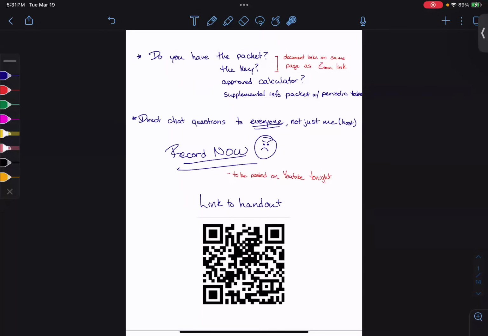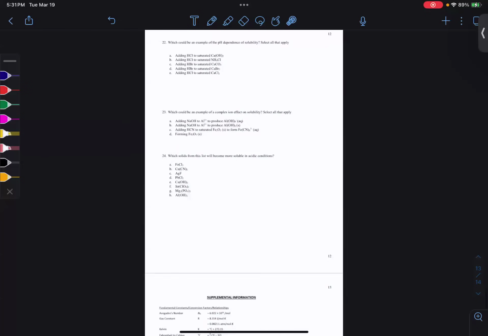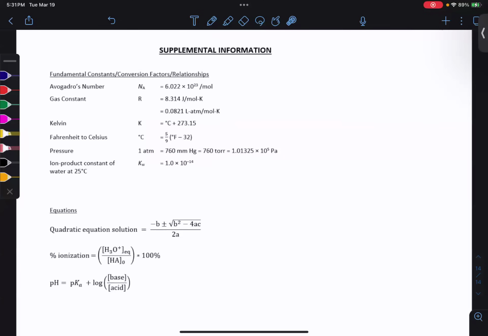Okay, so let's all go to the end of the packet and look at the supplemental information to make sure we're utilizing our resources effectively and that we don't spend a lot of time looking for equations that we want to use or looking for equations that you aren't given. 50 minutes isn't that much time. I don't want you to spend a lot of time looking for information. We should know where that information is. So let's look at this.